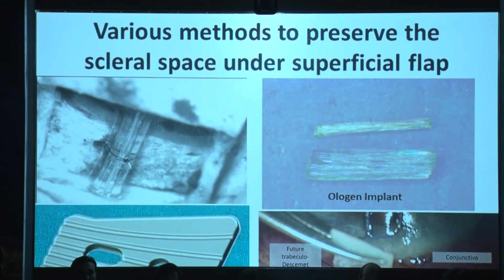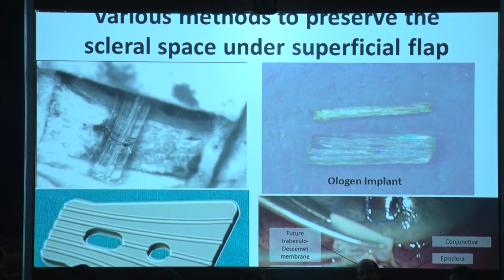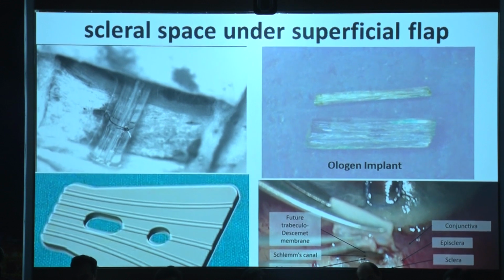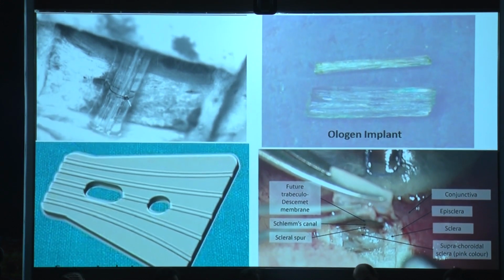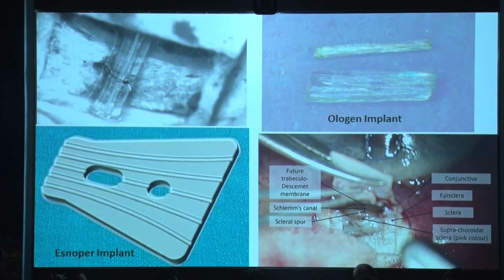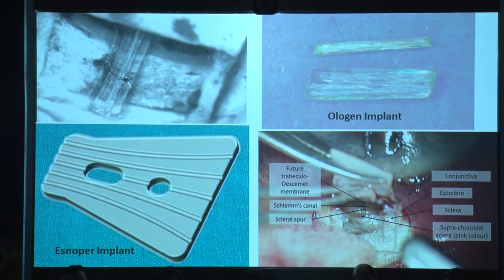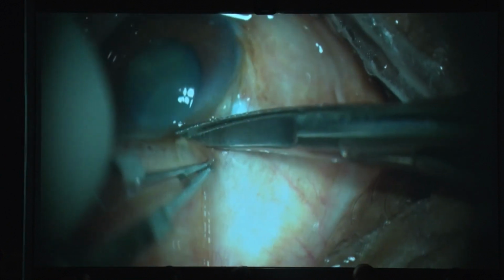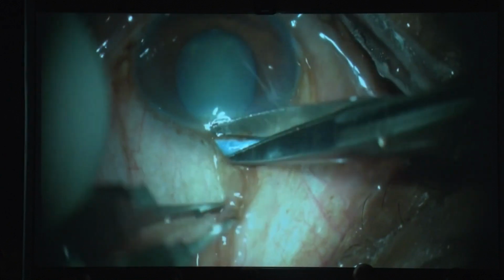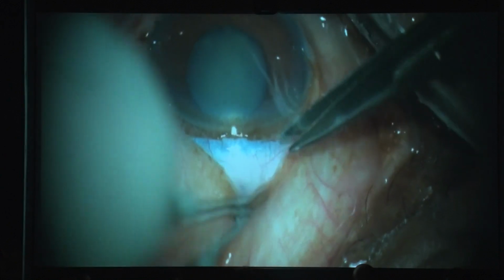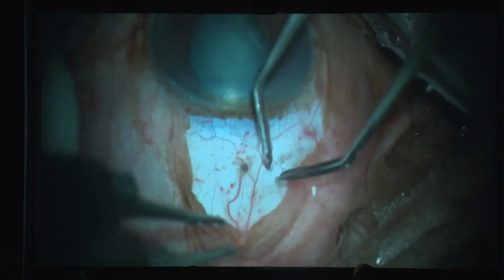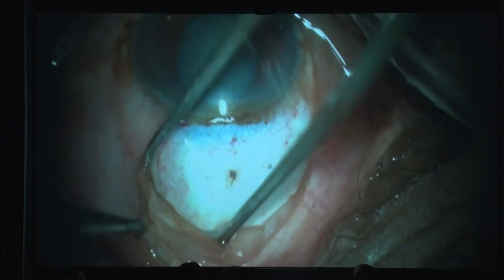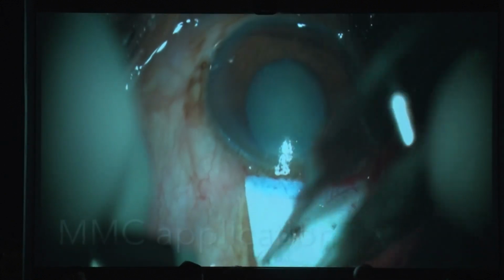In the literature, various attempts have been made to preserve the scleral space under the superficial scleral flap, like collagen implant, reticulated hyaluronic acid implant, and viscoelastic implant. So I start with a fornix-based flap about 6 to 7 mm. Bleeders are then cauterized with bipolar cautery. Marking is done with a caliper, 5x4 mm, and a partial thickness scleral incision is made with a number 15 blade.